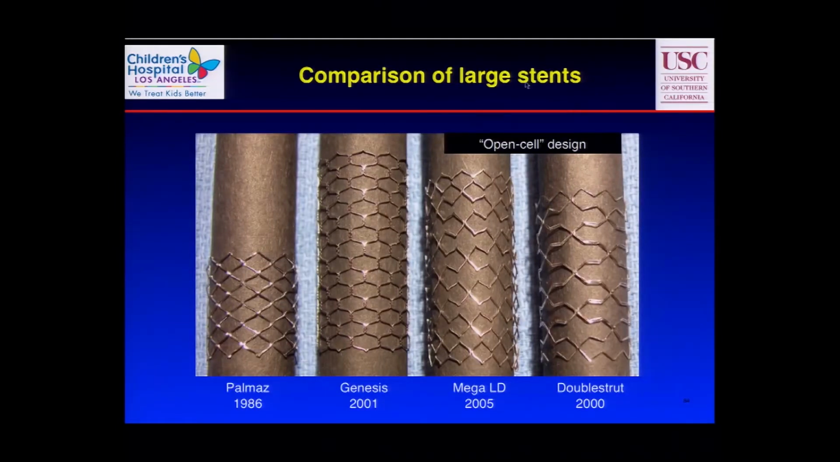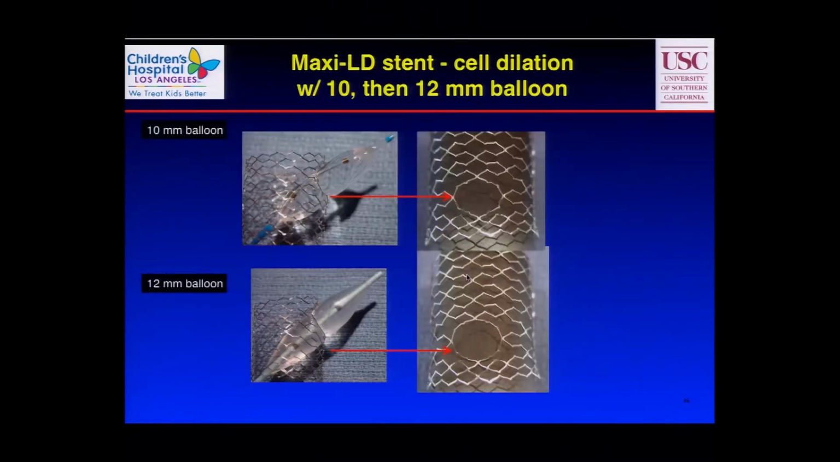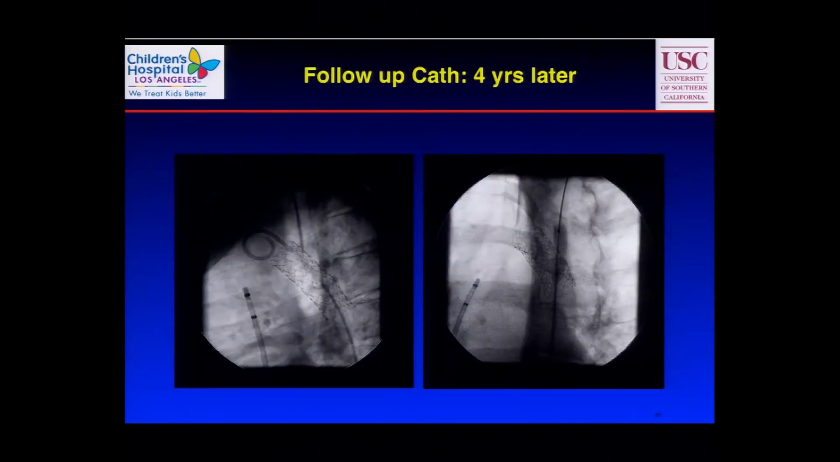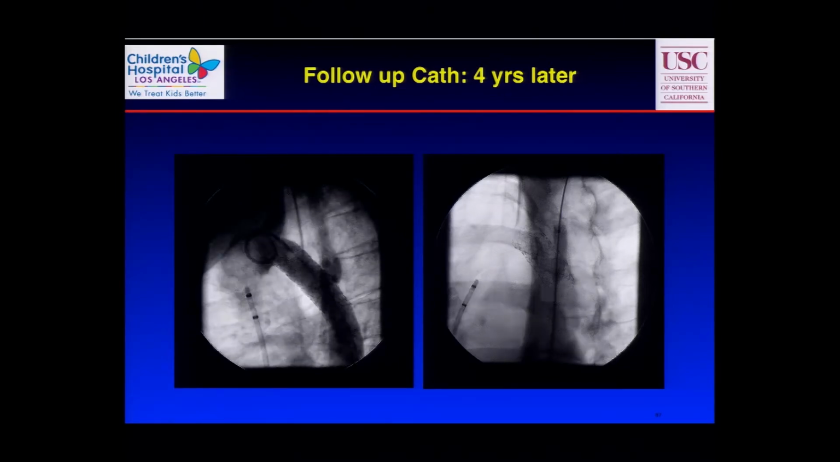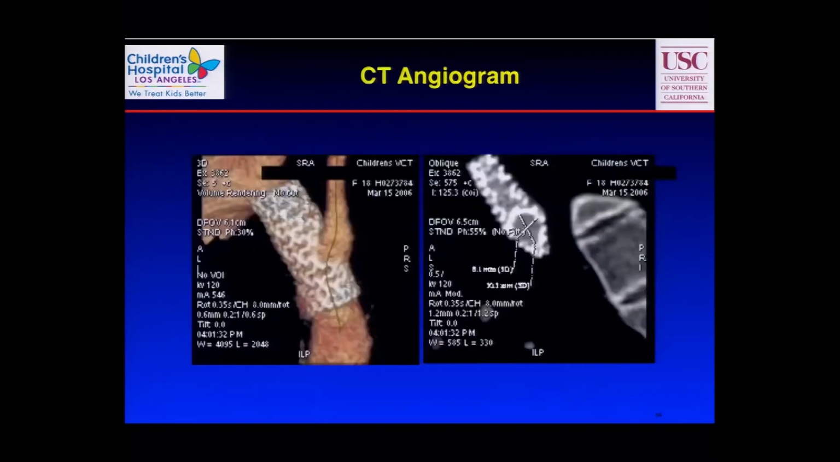So you see the Palmaz stent here in 1986, the Genesis stent in 2001. Here's the double stent evolution that has gone on to the Mega LD, compared to the double strut. It's a little stronger in strength, with the same open cell design. This came out in 2005. See how you can open up the sides and create a hole on the side. So you can balloon the side; if you have jailed a vessel, a side branch, you can go through the side and balloon that. So just to show an example of a coarct where it's jailed the subclavian, you can balloon it there, and then you can go right through the side and open up that side vessel. Here's the CT angio showing the side hole on the stent.